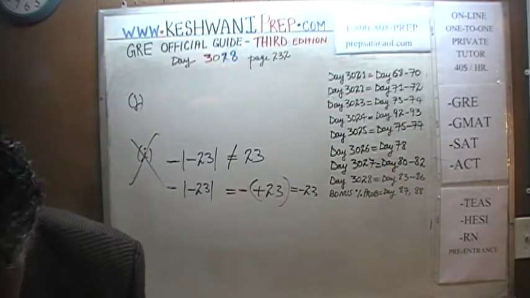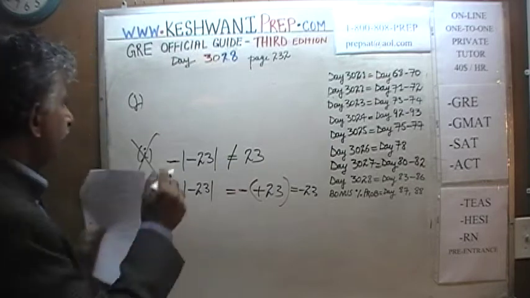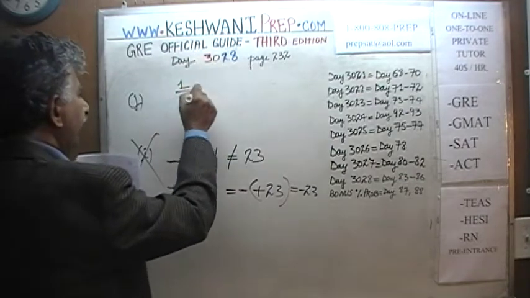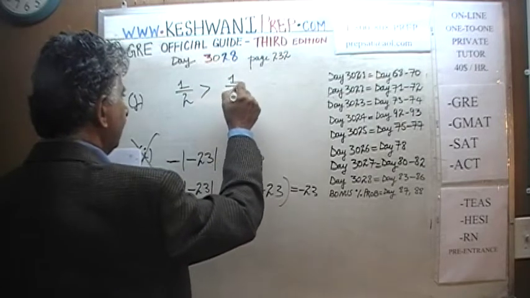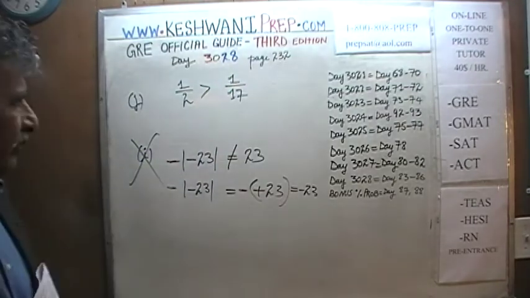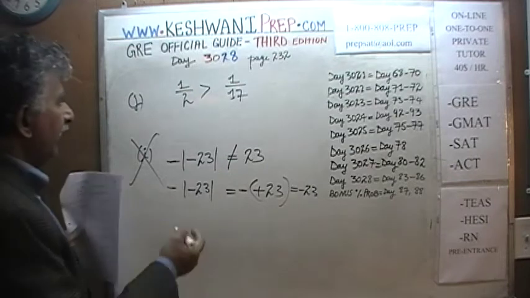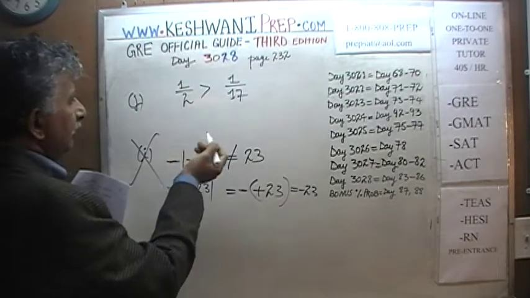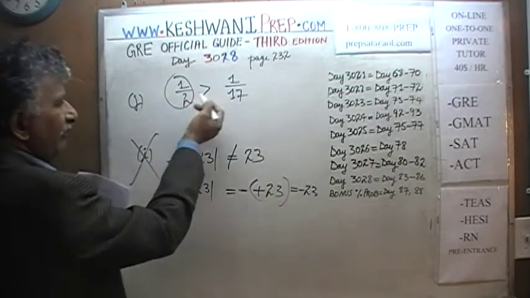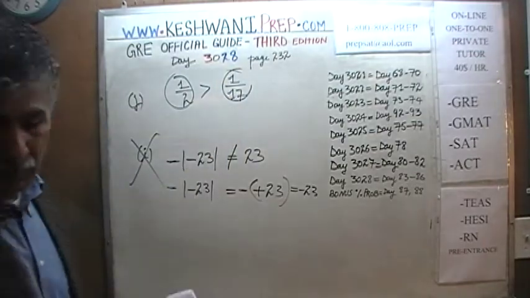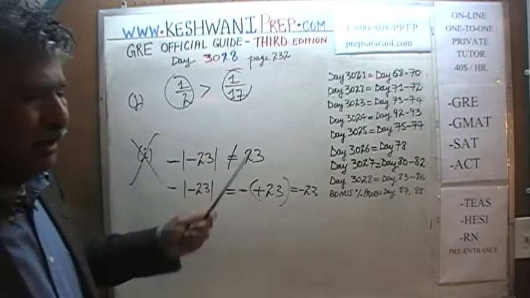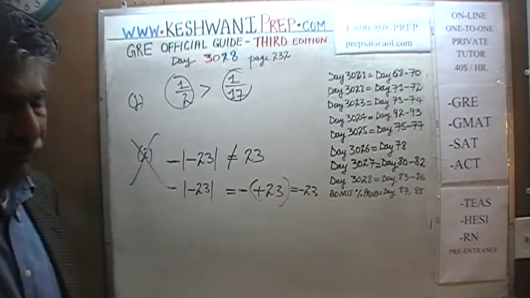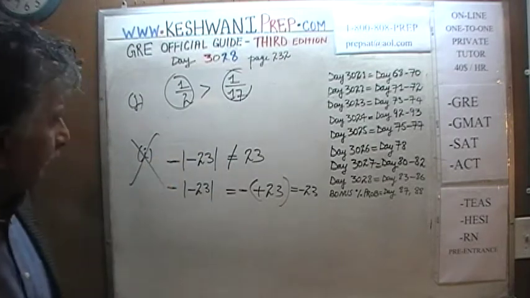J says one half is greater than 1/17. Of course, 1/2 is greater than 1/17 because 1/2 is half a dollar. Think of 1/17 as about a 20th of a dollar, which is a little more than 5 cents, whereas this is 50 cents. This is in fact correct.